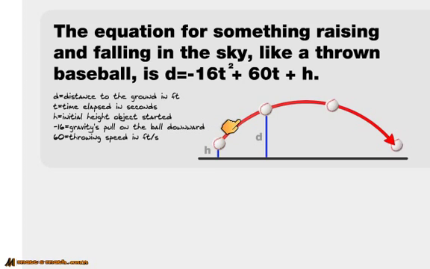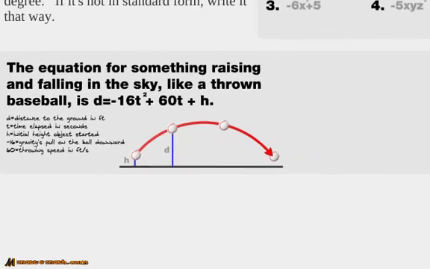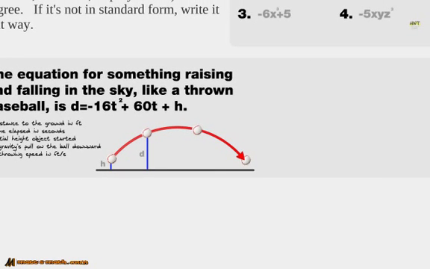I throw it up at 60 feet per second. I take a particular time, say 2 seconds. Bam. This is where the ball is at a particular height. So I plug in the 2 here for 2 seconds. I plug in the 6 feet for H, and it will give me the distance of how high the ball has flown. Pretty neat, huh? This is where you use polynomials in real life.